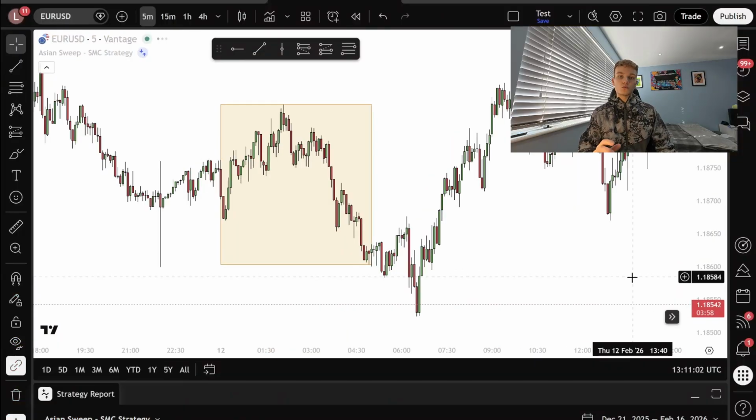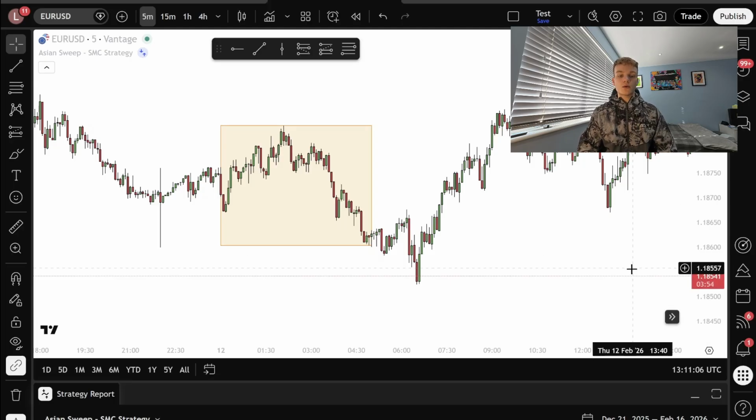So first of all, what is an accumulation session? Well, an accumulation session is essentially where we have a non-trending market. What we look for is a market that is pushing up and down and creating a ranging sideways movement that we can identify, mark out, and then look for liquidity within to sweep, and then find confirmations to enter our trade.